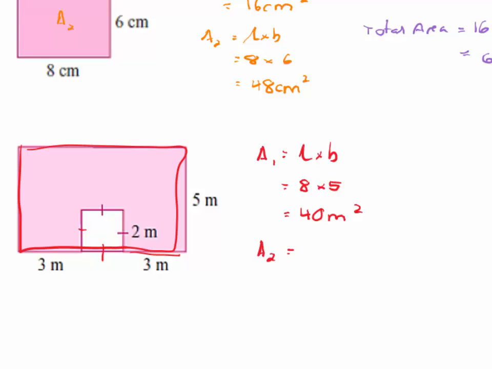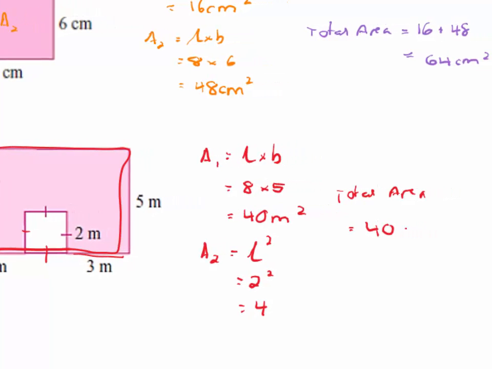And then if I find the area of the small square, I'm going to call that area 2. It's a square. Formula is L squared, or sometimes you see it as S squared, which is 2 squared, which is 4. Now because I've got a piece missing, to find the total area now, what I'm going to do is take my big rectangle and subtract my small square, and what I end up with is 36 metres squared.